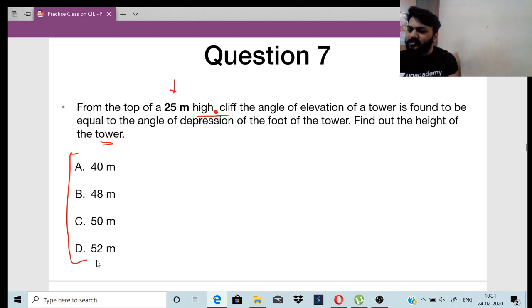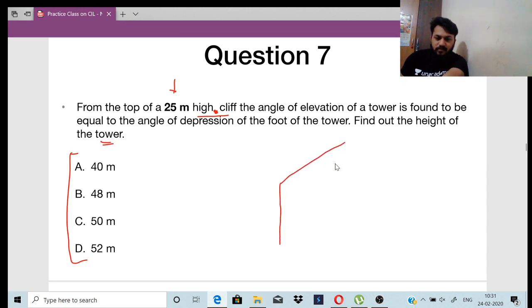हाइट्स एंड डिस्टेंसेस में हमेशा डायग्राम करना है, राइट? You should always do the diagram in heights and distances, right? So what will be the diagram here? So from the top of a 25-meter high cliff, the angle of depression, right? Angle of depression is equal to angle of elevation, right?